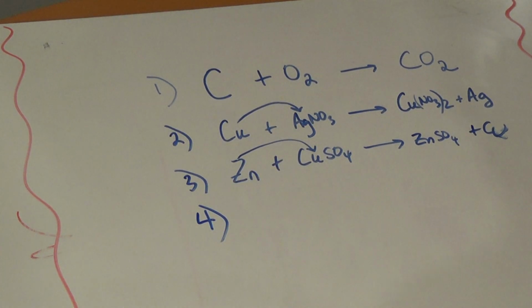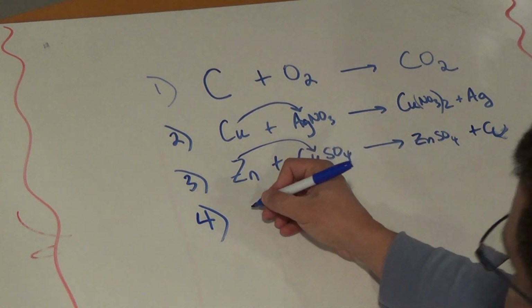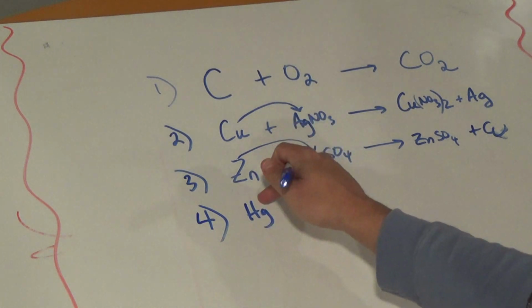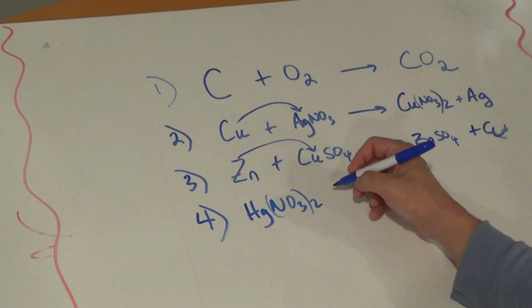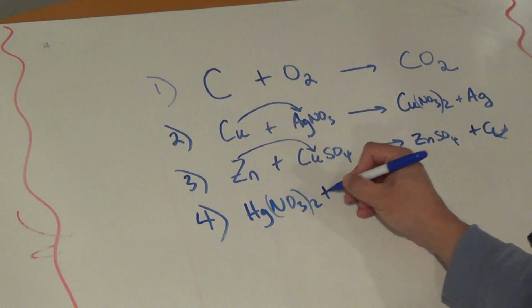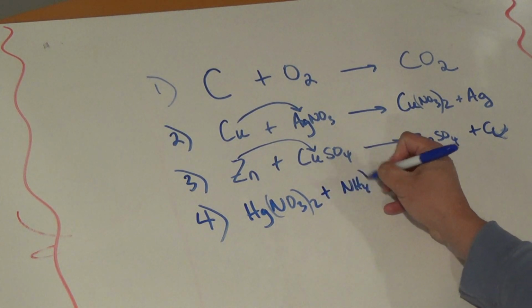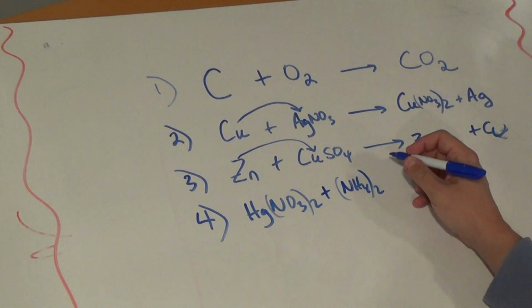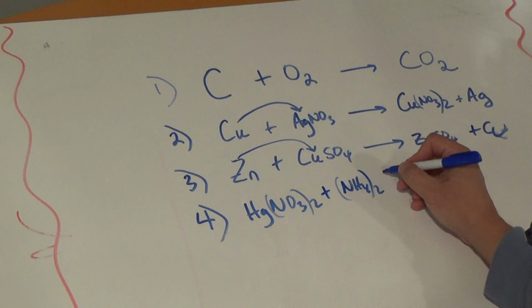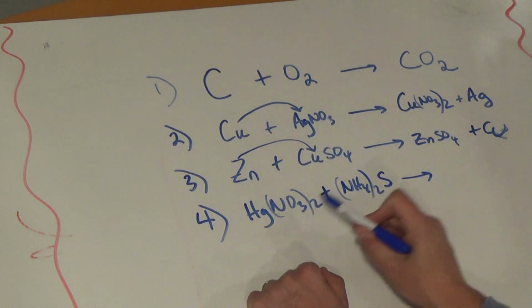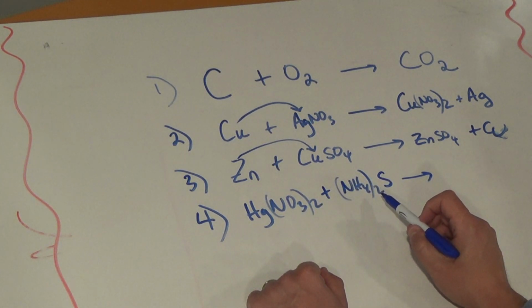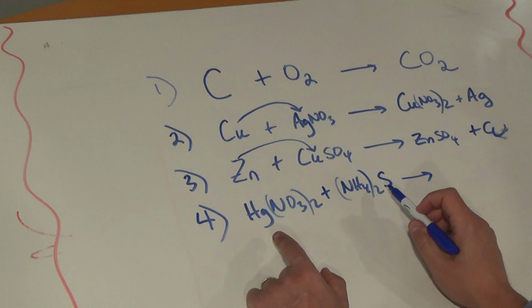4, mercury 2 nitrate, Hg2 plus, NO3 negative, plus ammonium sulfide, NH4 plus, S 2 negative, yields. Okay, so what's going to happen is this. This is a double replacement reaction. So ultimately you're going to have to switch partners.